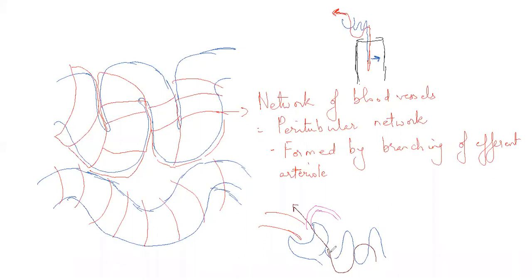This one is DCT, this is DCT, this blue one is the PCT. This efferent arteriole immediately branches to form a network around this.